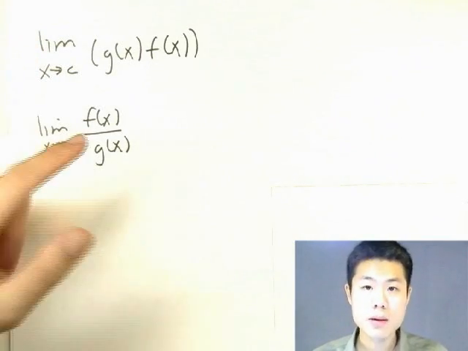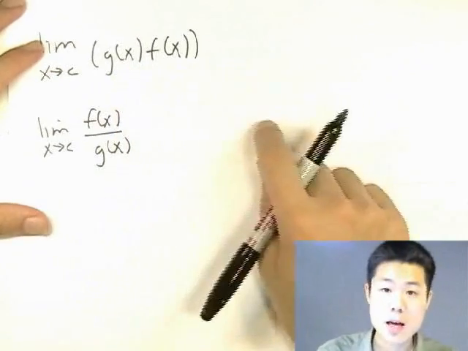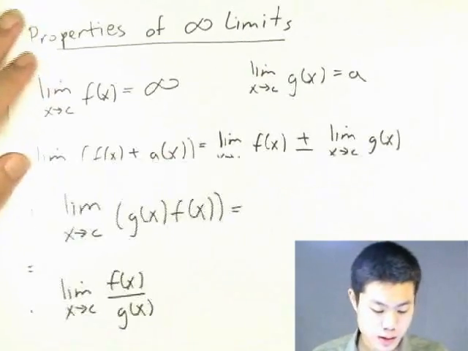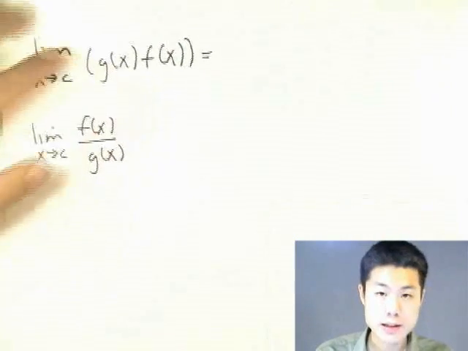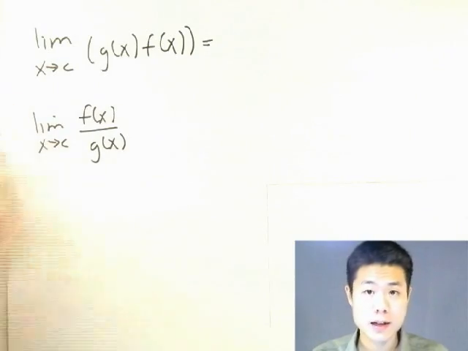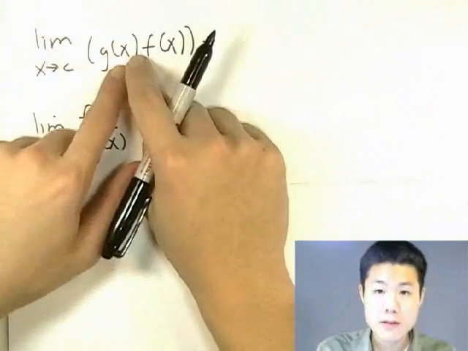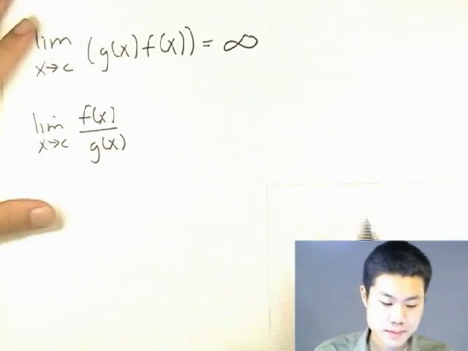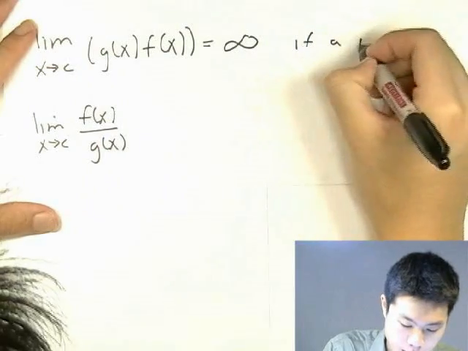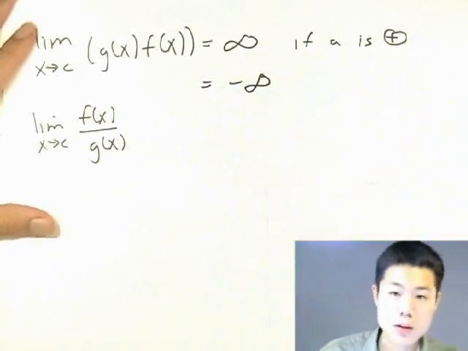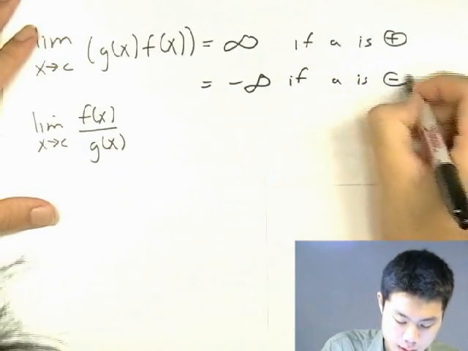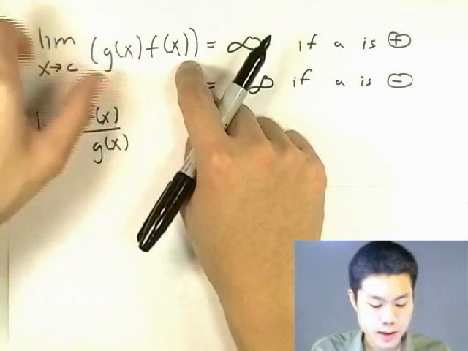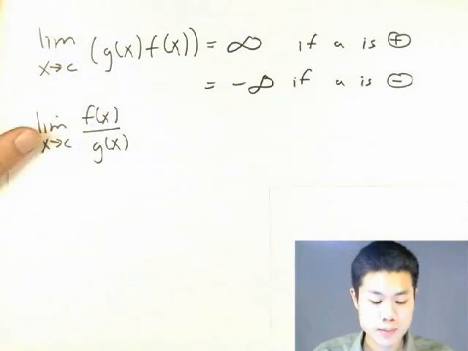Now, what happens if you take the limit of the product of the two functions? So the limit of g of x times f of x as x approaches c. Well, the limit of f of x is infinity, and the limit of g of x is a constant. Now the question is, is that constant positive or negative? If a is positive, the limit is going to equal infinity. And the limit is going to equal negative infinity if a is a negative number. Because if you're taking the limit of the product of two functions, you can take the limit of each function and then multiply the two limits back together.